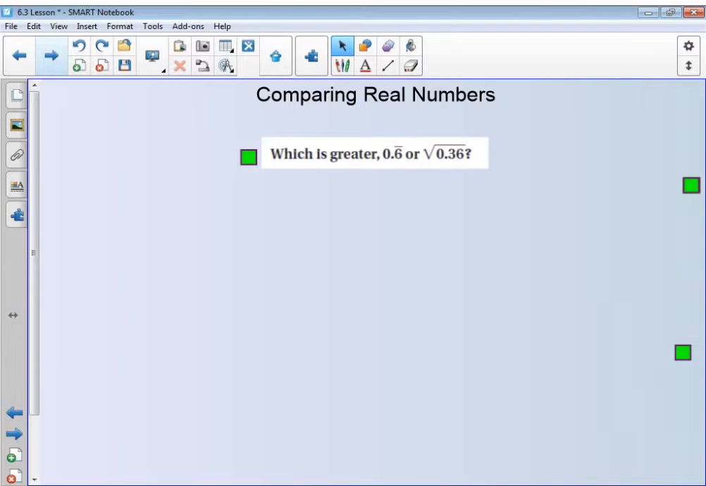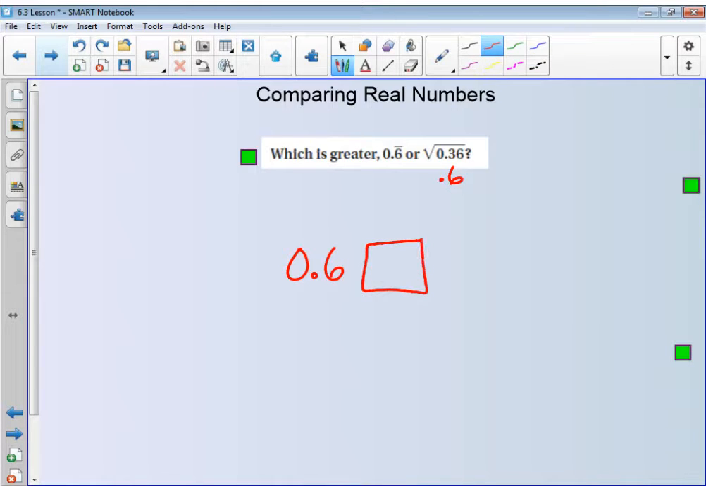Okay, which is greater, 0.6 repeating or the square root of 0.36. So square root of 0.36, if you want to go through and use your calculator for that, it's okay. This is the same as 0.6. So if they were to ask us, and I think on your worksheet it asks you to compare them like this, and that's repeating. Okay, which is bigger? Well, this is the same as 0.66, and this is the same as 0.60. So now which is bigger? The repeating number is bigger.